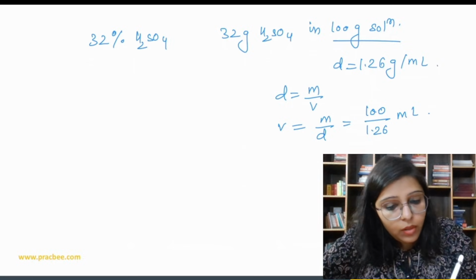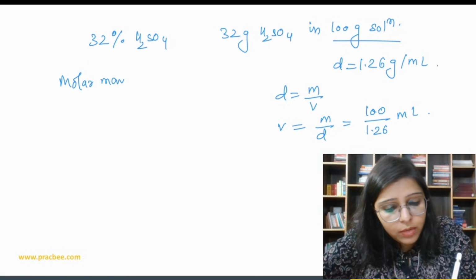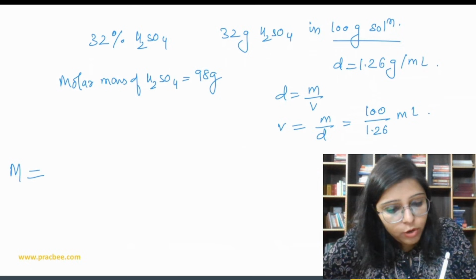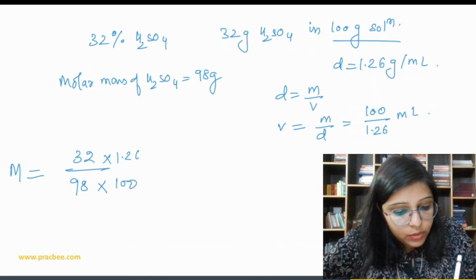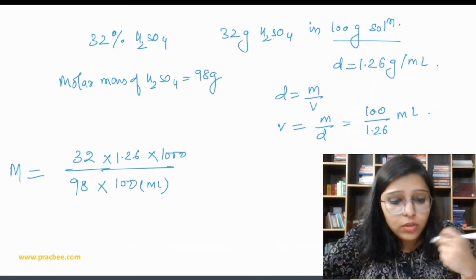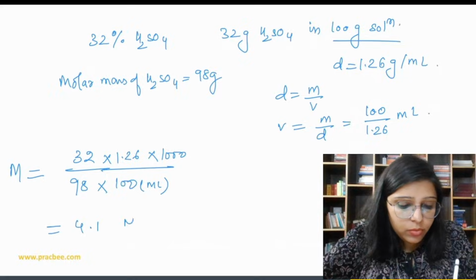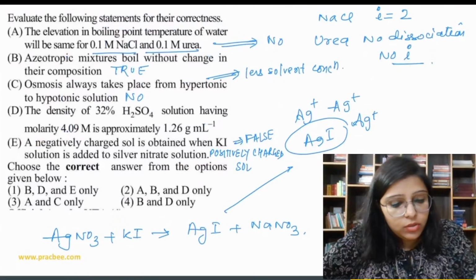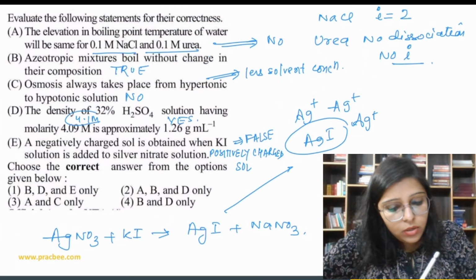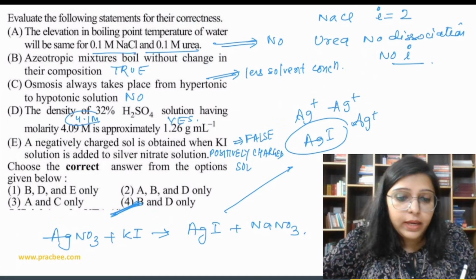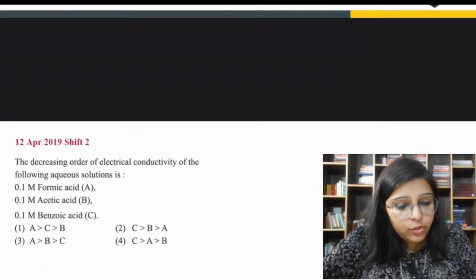Okay. Molar mass of H2SO4 is 98 gram. Now molarity is number of moles, which is 32 upon 98, divided by volume, 100 into 1.26, but in ml. So we are going to multiply the numerator by 1000. When you solve this, you get 4.1 molar only. So this is also 4.1. So it means this is true. So the answer is option number 4, B and D. Okay. Now let's do the next question.